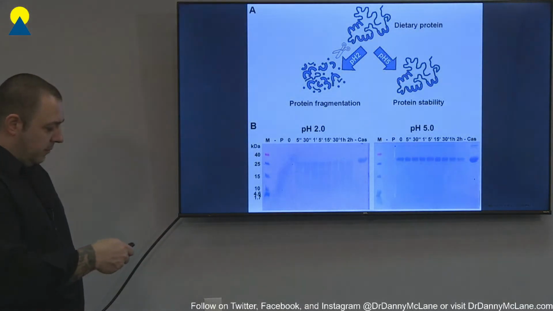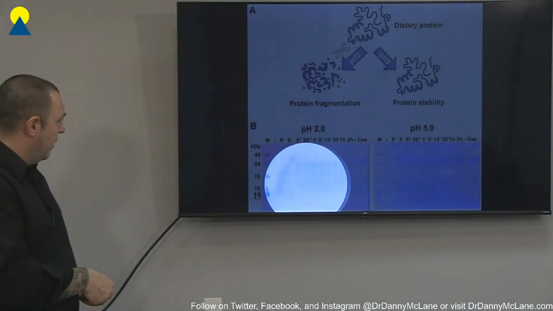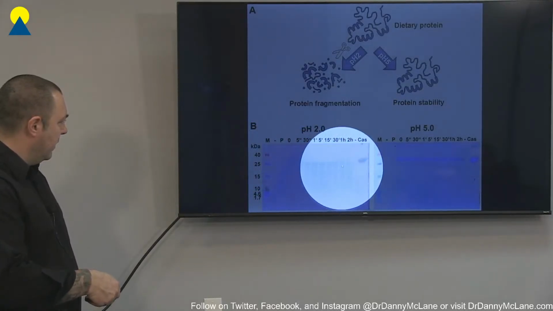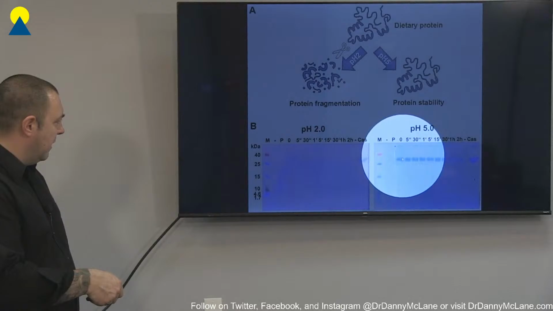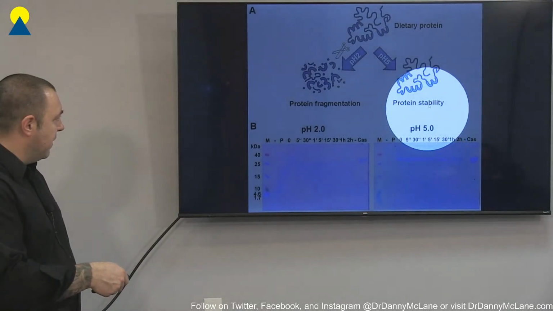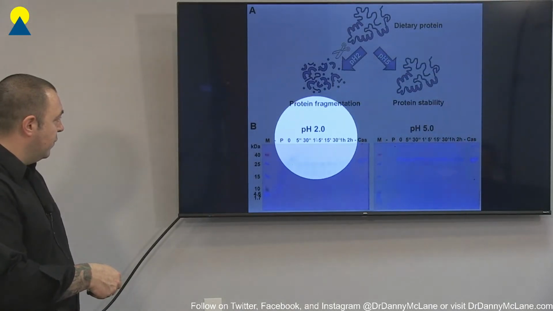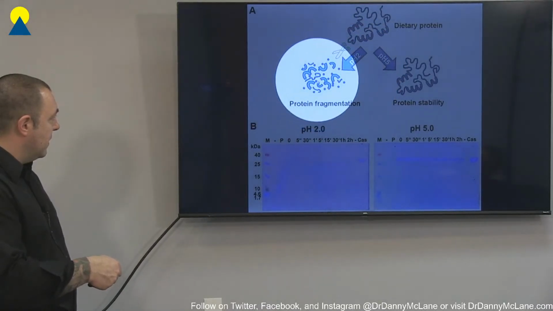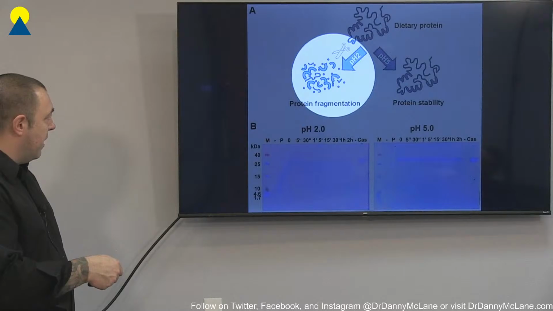Here's a fancy chart. If you look down here, the bigger proteins stay back and the smaller proteins move forward. These are gradients. If you notice over here, they're all lined up at the top. This is at a pH of 5, the protein is stable. pH of 2, very acidic, broken down. All these fragment out, that means these are digested. This is digestion right here.